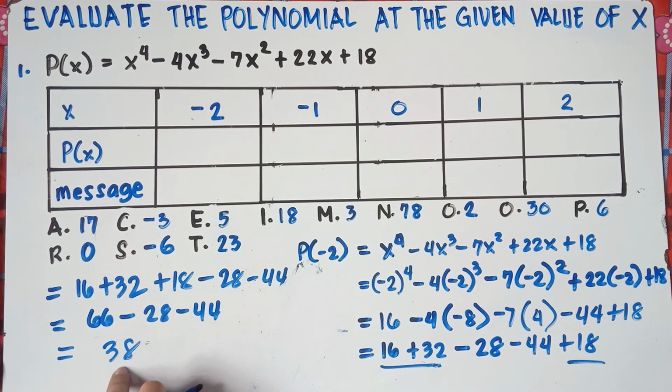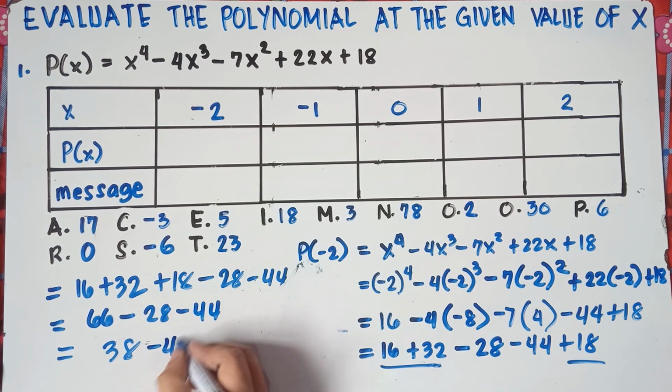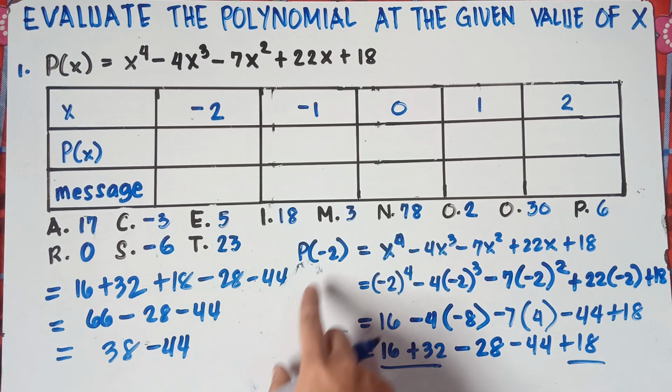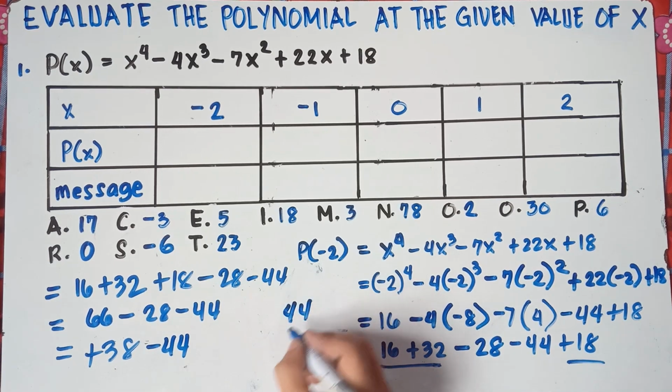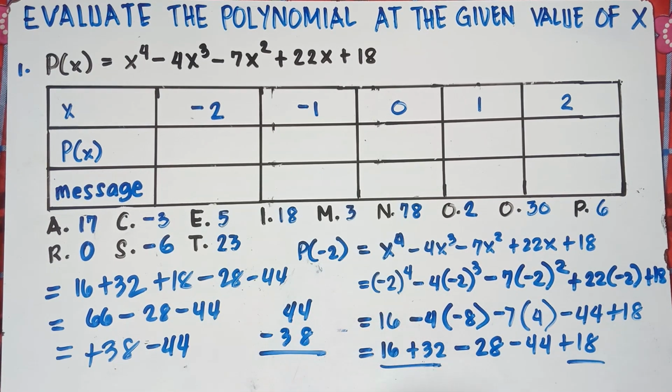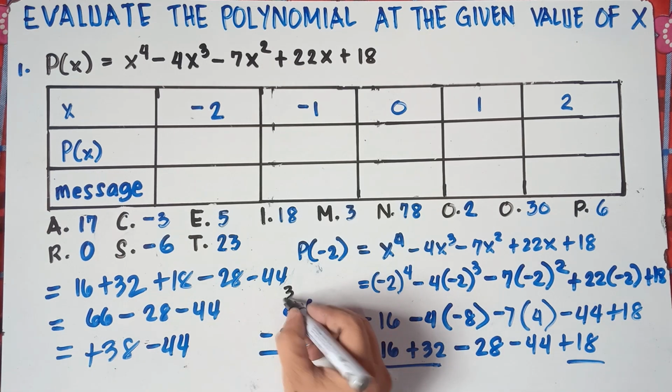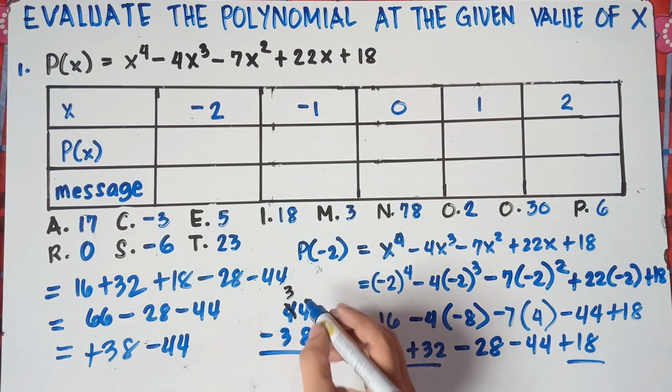66 minus 28, that's 38, minus 44. So 38 minus 44, if the signs are not the same, you subtract. This is positive 38, this is negative 44. If the signs are not the same, you subtract, then copy the sign of the larger number. So this will be 44 minus 38. So borrow 1, this will be 3. Then this will be 14.